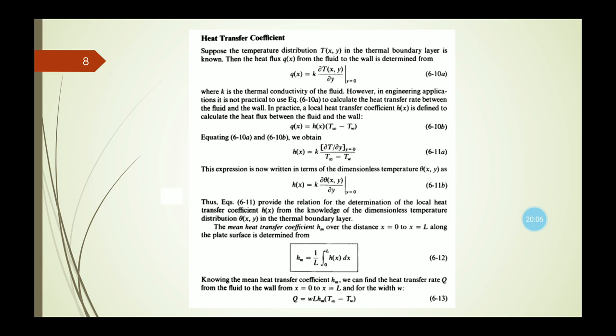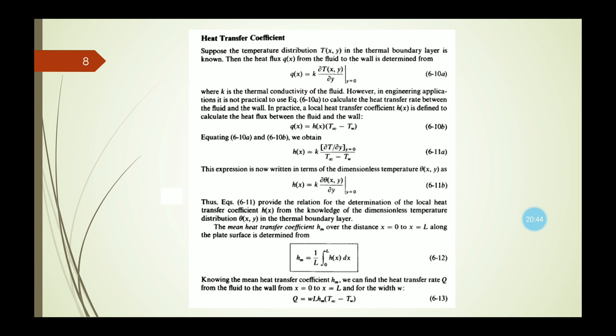Now this expression can be written in terms of the dimensionless temperature, theta(x,y), as hx equals to k del theta(x,y) by del y at y equals to 0. This equation provides the relation for the determination of the local heat transfer coefficient from the knowledge of the dimensionless temperature distribution in the thermal boundary layer. So this was the formula for the local heat transfer coefficient.